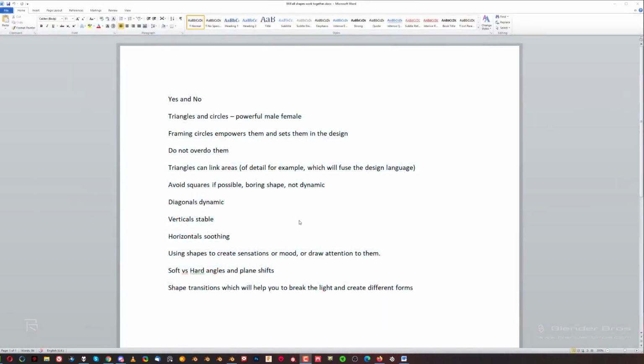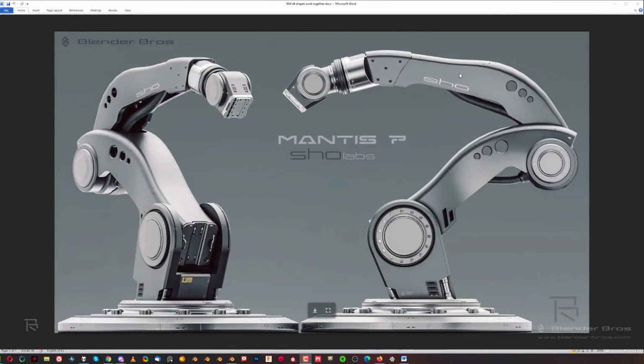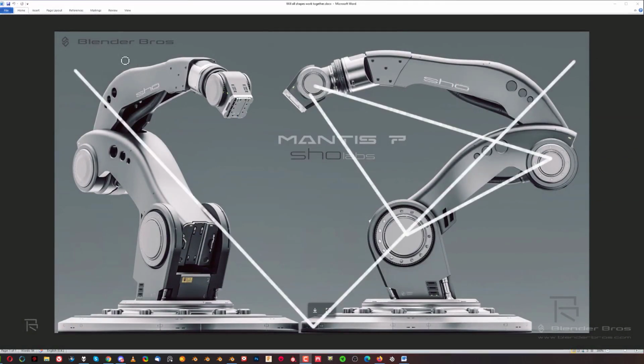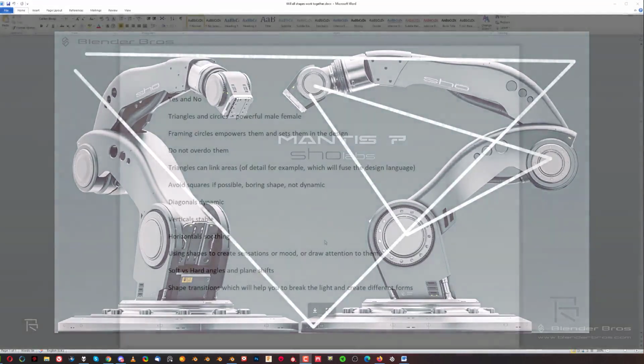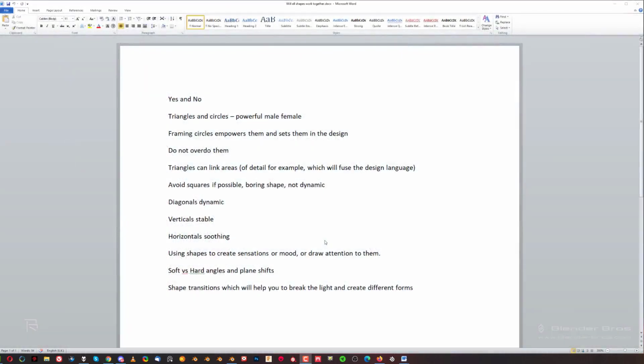Then overdoing shapes is not a good idea. For example, going with everything circular or everything triangular, everything rectangular, it can work, but overdoing them is not the best idea, right? Then triangles, for example, can link things together. I'll show you examples in a minute. I just want to briefly discuss what we're going to be talking about. Triangles can create links in between areas in a very dynamic fashion, all right? And it can kind of fuse your design together, okay?